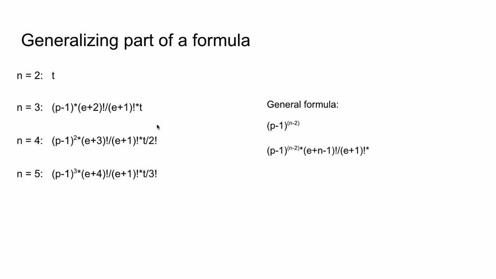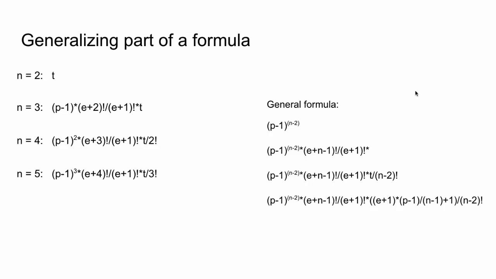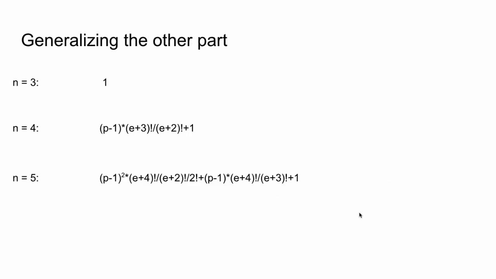Finally, we can write the last part as times t divided by n minus 2 factorial. And then now I'm going to change t back to what it once was, which is e plus 1 times p minus 1 divided by n minus 1 plus 1. And then this is the first part of our formula. And this is a part of the sigma function. So when n is 2 or 3, a sigma function isn't necessary. So I'll just look at when n is equal to 4 or 5.